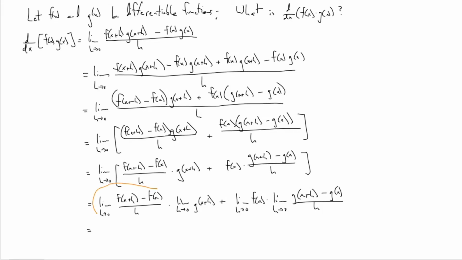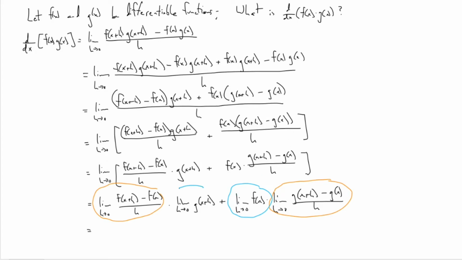In particular here, the limit as h approaches 0 of f of x plus h minus f of x all over h. That's just the derivative of f. And similarly, this piece right here is just the derivative of g. You have to think a little bit about this piece right here, the limit as h approaches 0 of f of x. Well, f of x has no h's in it. As h goes to 0, f of x stays f of x.